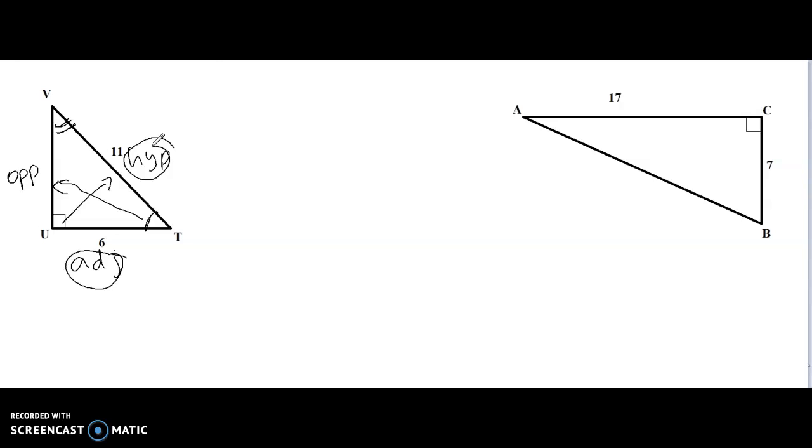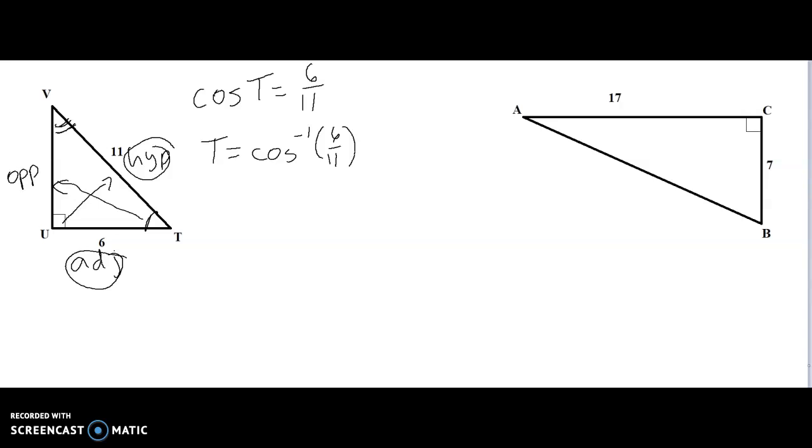Now, if I were to write the cosine here, I'd say cosine of T equals 6 divided by 11. That's how I'd write my cosine statement. But I want to find what the measure of the angle is. So I'm going to rewrite this as the inverse. T is equal to inverse cosine of 6 over 11. So we have to find the inverse cosine here, and that requires a little bit of a different technique.